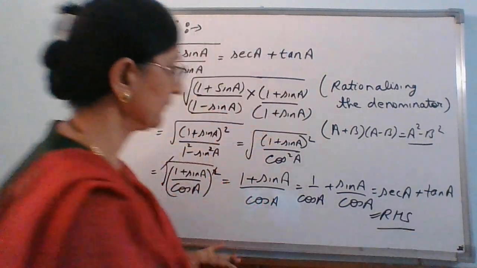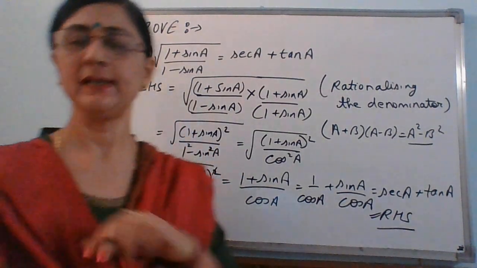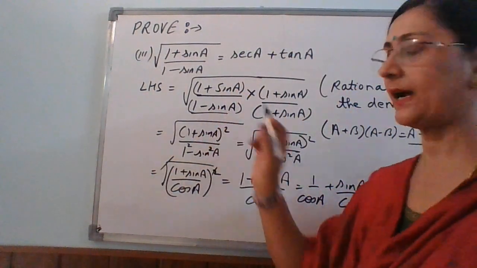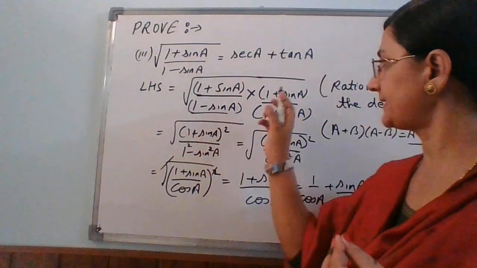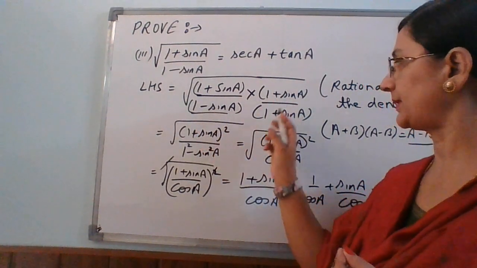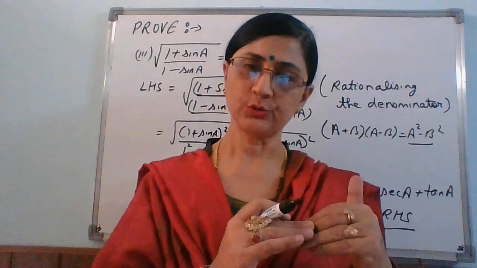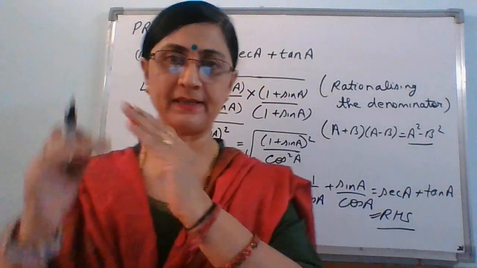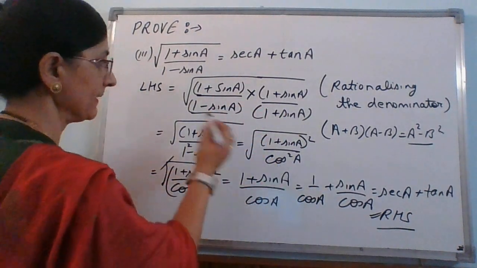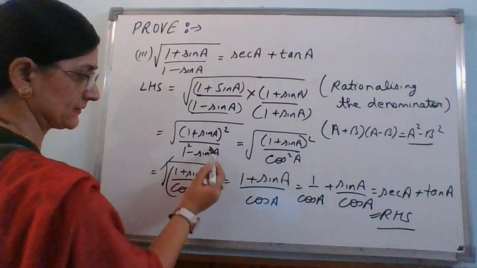So RHS. We started from LHS. Whenever the question has something inside the root, do rationalizing the denominator. Rationalizing means whatever you have in the denominator, divide and multiply by the same, but with the change of sign. If it is minus, put plus; if plus, put minus. Change the sign, but multiply and divide by that same denominator. After doing that, 1 plus sin A times 1 plus sin A means 1 plus sin A whole square. Here it is (A plus B) into (A minus B), that is A square minus B square.